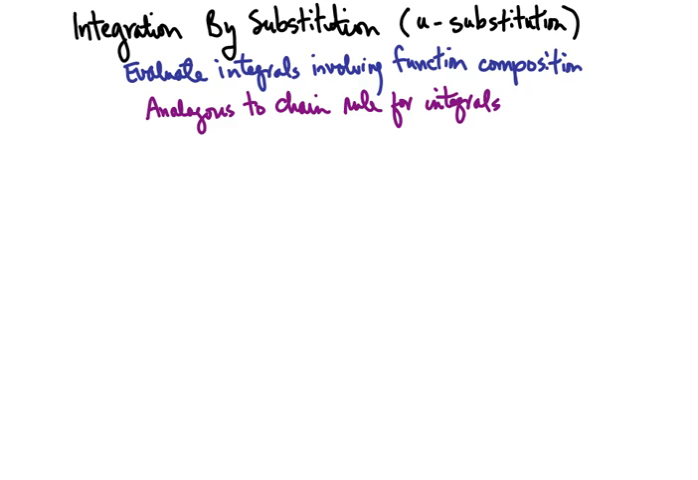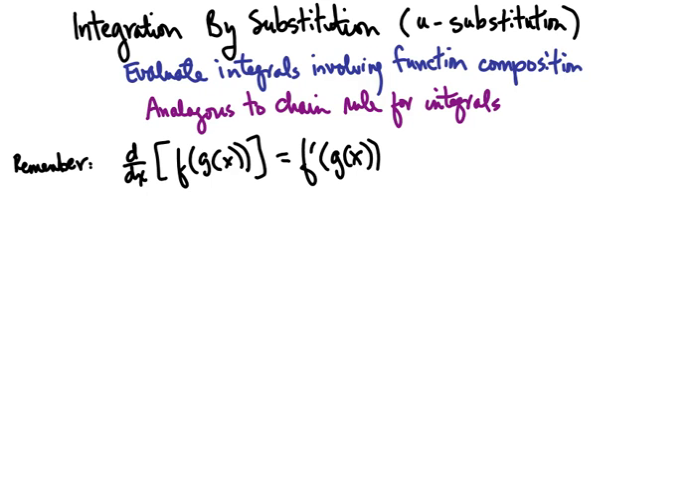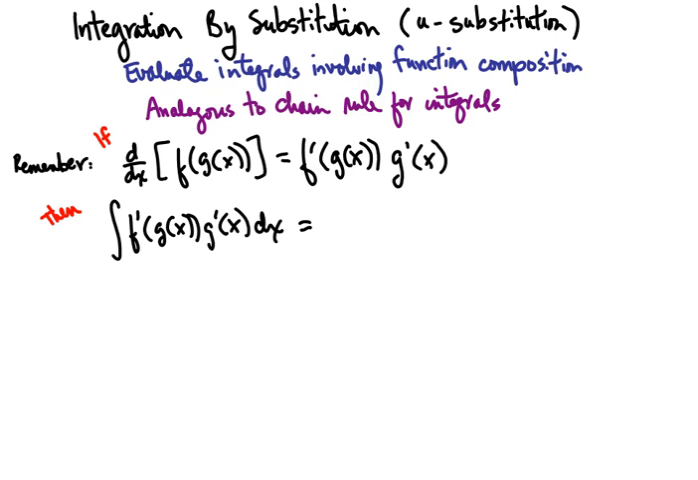Since this has to do with function composition, let's go back and review what we know from derivatives about function composition. If you remember, the derivative of f of g of x is just f prime of g of x times g prime of x. And if that's true, then what should the integral of that derivative be? Well, it should bring us back to the original function plus or minus some constant.